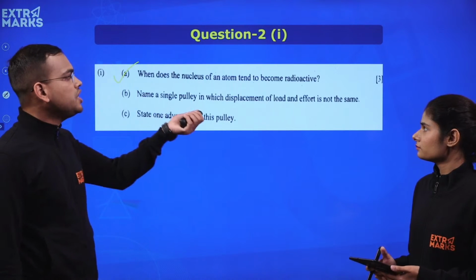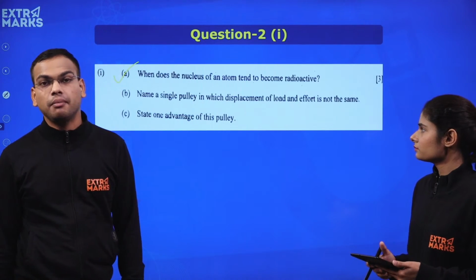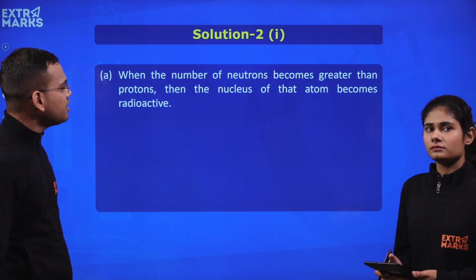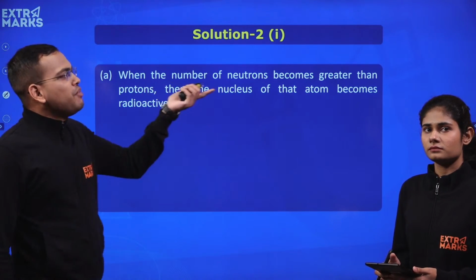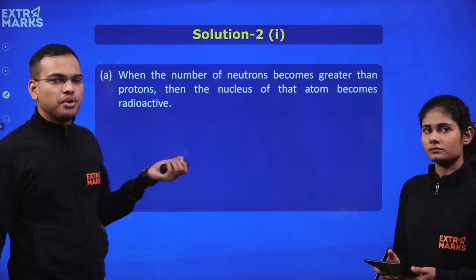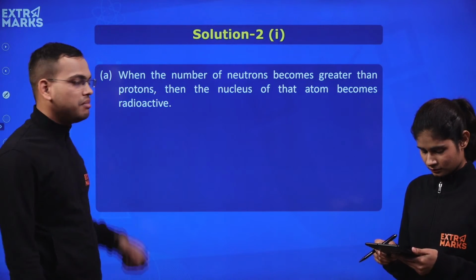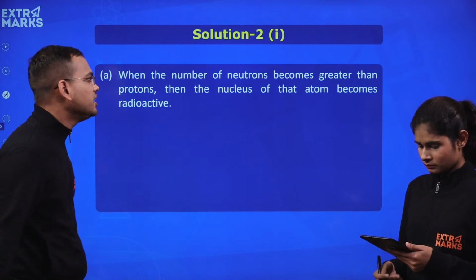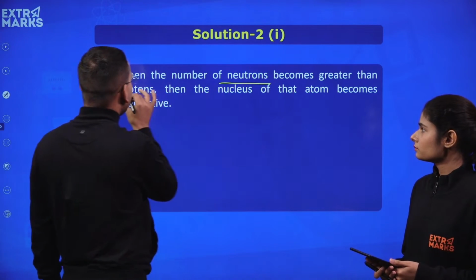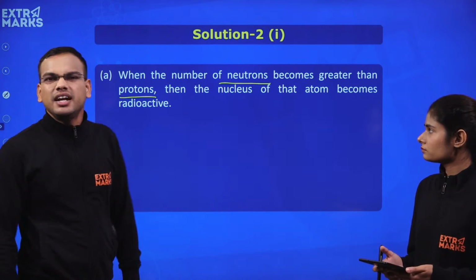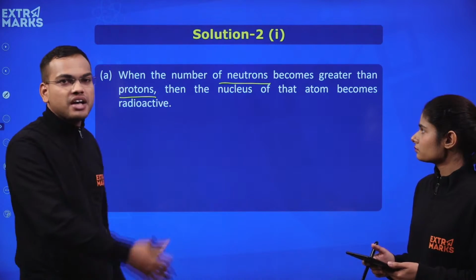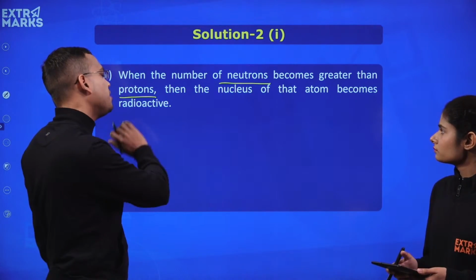When does the nucleus of an atom tend to become radioactive? Now, understand, the answer is that when the number of neutrons becomes greater than the number of protons, then the nucleus of that atom becomes radioactive. But until when will they not be radioactive? When the number of neutrons is exactly equal to the number of protons. Till that time, it will not be radioactive. If something mismatches the balance, then it will become radioactive.